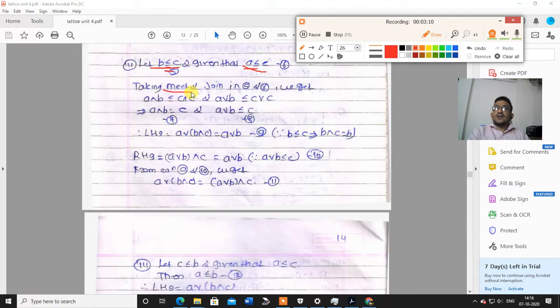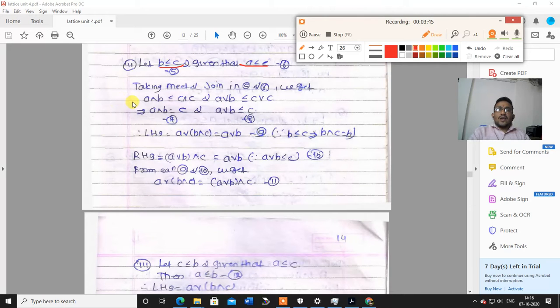So taking meet and join in equations 5 and 6, we get A join B is related to C join C and A meet B. आता बघा इथं काय दिलं तुम्हाला? A is related to C. इथं आपल्याला काय दिलं सेकंड केस मध्ये? B is related to C and A is related to C. आता इक्वेशन 5 आणि 6 मध्ये काय घेतात? आता मीट आणि जॉइन घेतात.